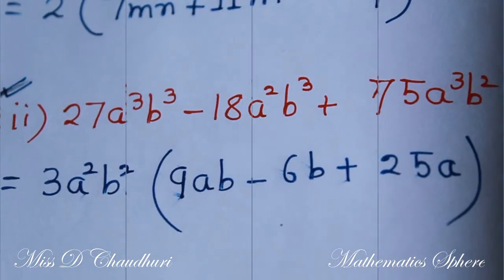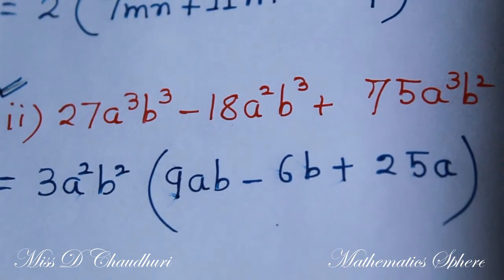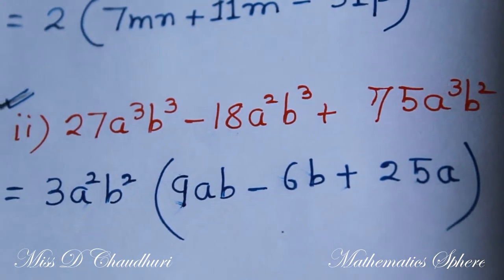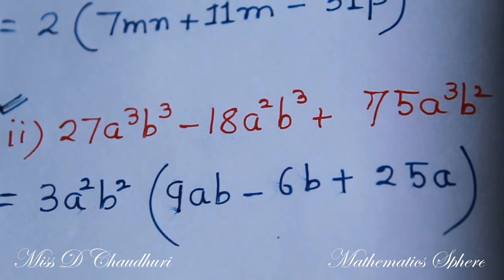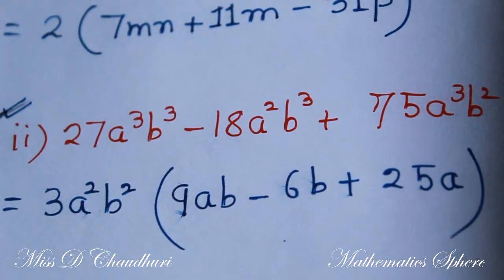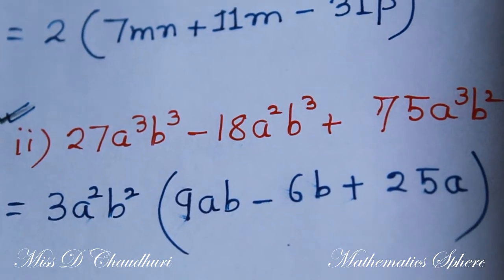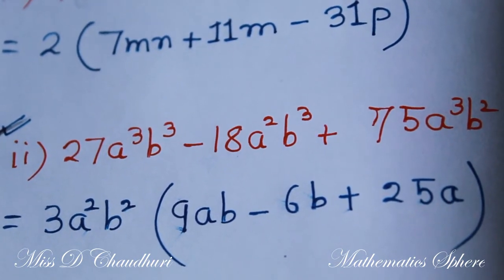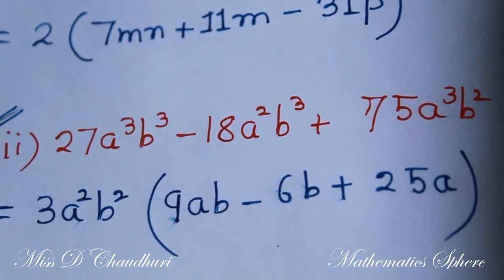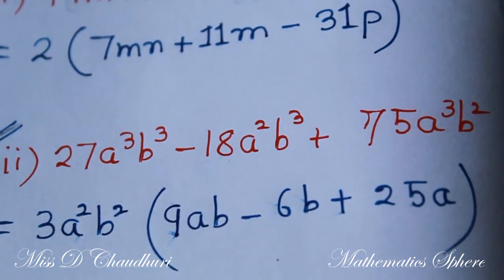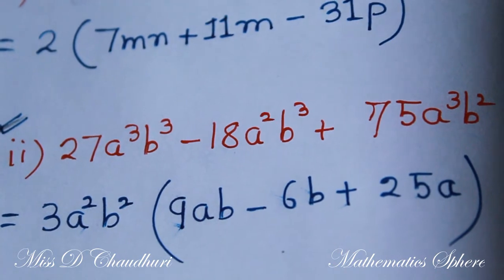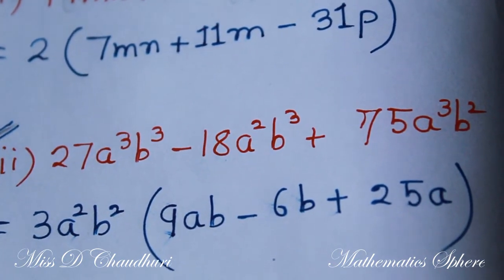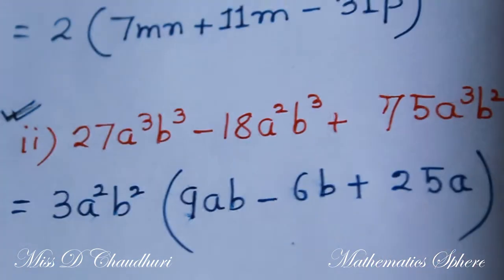Okay, now see this sum. This is also a trinomial. Here we find much bigger quantities. Okay, so nothing to be afraid of. You just see out of 27, 18 and 75 only 3 will be coming as common, meaning out of the numerical factors. Now from a cube b cube, a square b cube and a cube b square, we see out of the a's, a square is minimum, so we take out the minimum one, and among b cube and b square also the b square is the least one, so we take out b square.